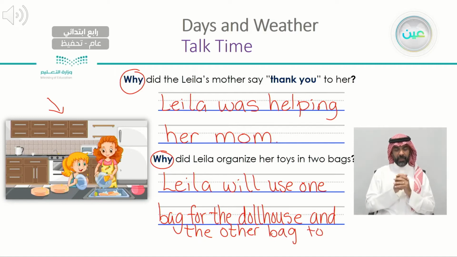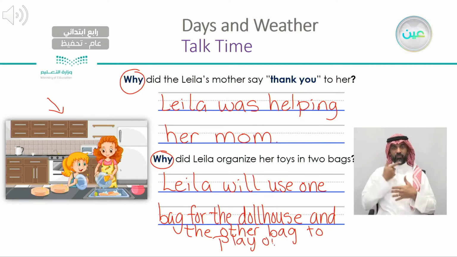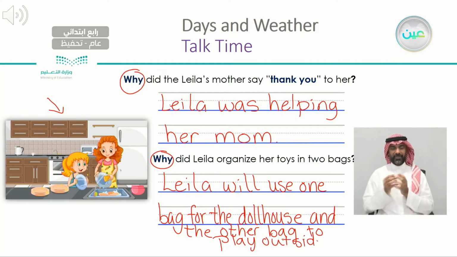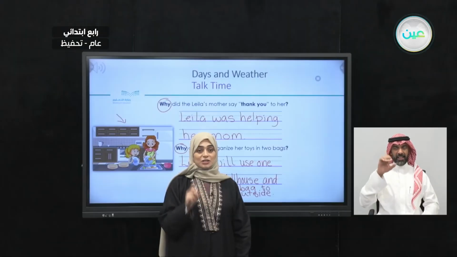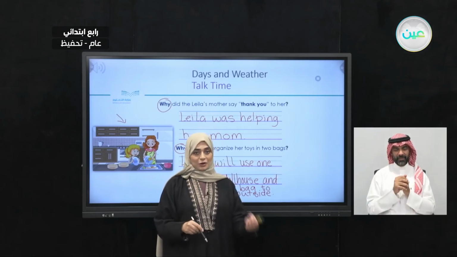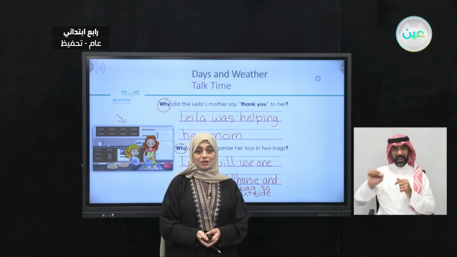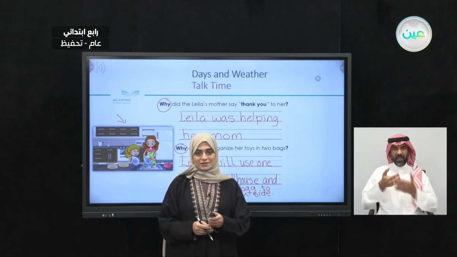To play outside. Can you read this? Outside. Can you read these 2 sentences? Okay, so she's going to use 1 bag for the dollhouse and the other bag to play outside with her. With her who? With her cousins. Excellent.